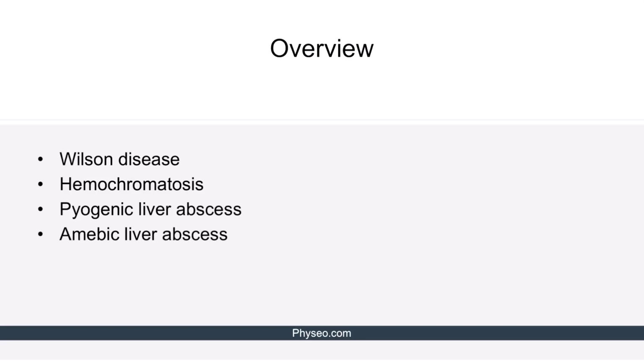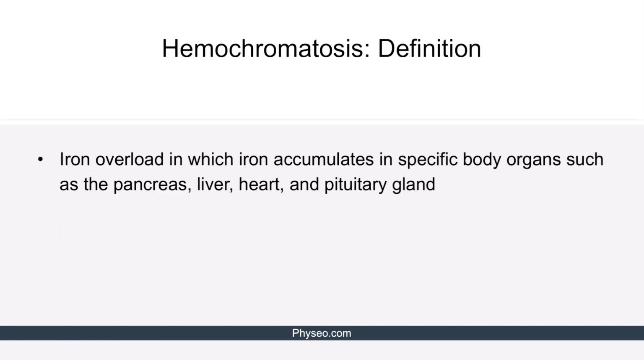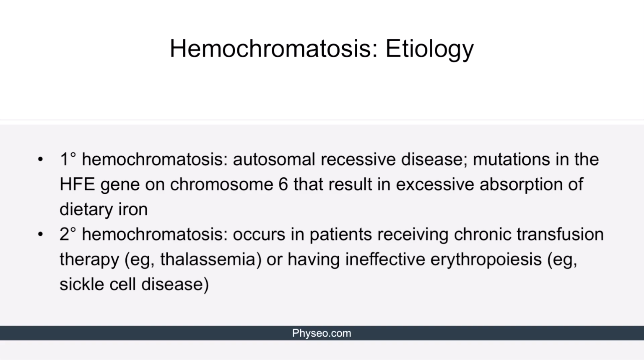Next, let's talk about hemochromatosis. We'll cover definition, etiology, clinical presentation, diagnosis, and management. Hemochromatosis is a condition of iron overload in which iron accumulates in several organs such as pancreas, liver, heart, and pituitary gland. The etiology of hemochromatosis can be genetic, autosomal recessive mutations in HFE gene on chromosome 6, which leads to excessive absorption of dietary iron. This is known as primary hemochromatosis.